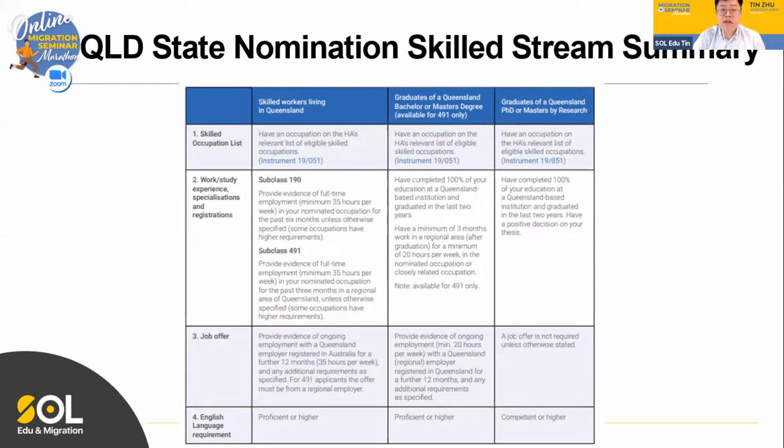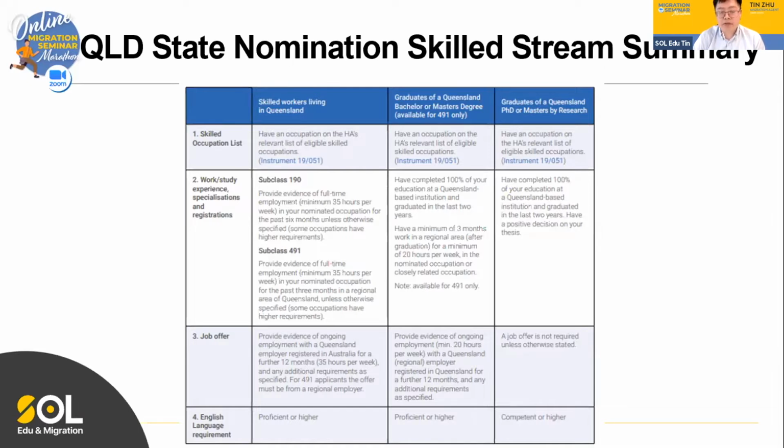So this is the skilled worker stream for 190. And for 491, you need to provide evidence you have been working full-time in regional Queensland for at least 3 months, and you also need to provide a job offer for the next 12 months. And it is required to be full-time employment if you would like to go for the skilled worker stream.